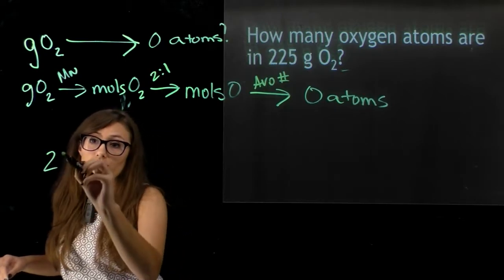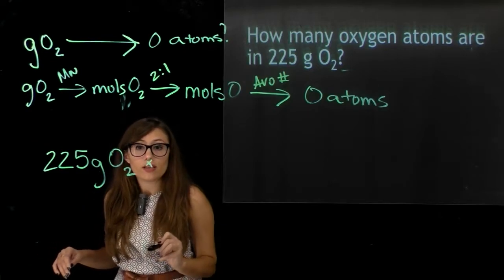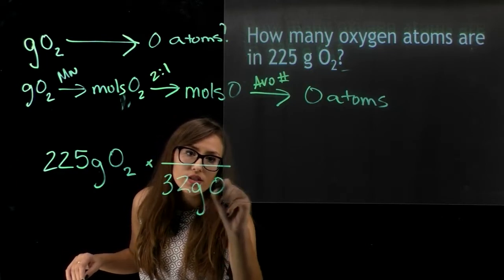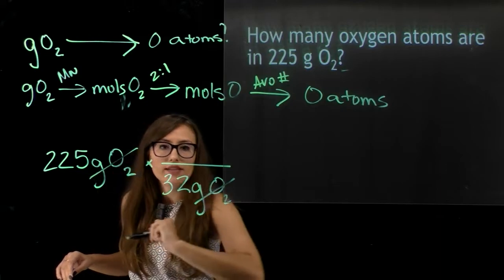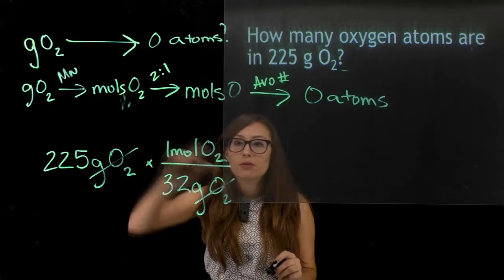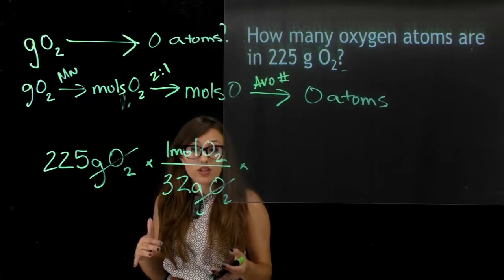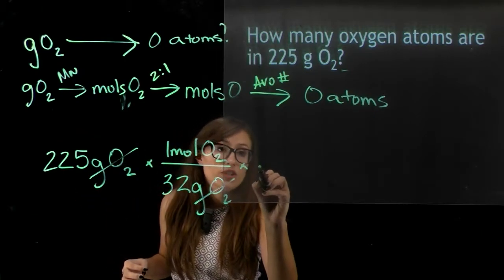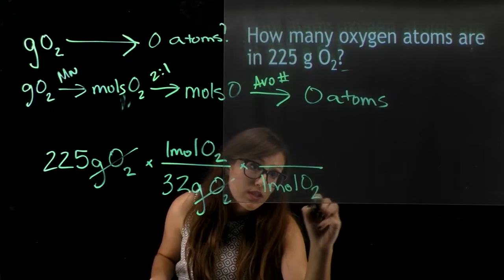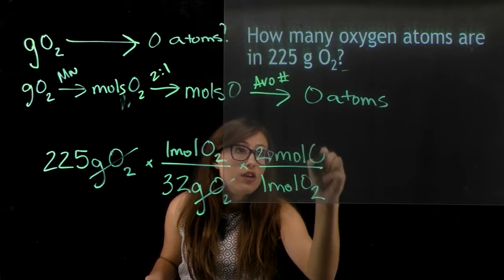So let's start off with 225 grams of diatomic oxygen multiplied by the molecular weight, which is 32 grams of oxygen per 1 mole. So grams and grams of oxygen cancel out, and we have 1 mole of oxygen on top. Because remember, for molecular weight, it's grams per mole. Now we need to convert from moles of diatomic oxygen to moles of oxygen. We know for every 1 molecule of oxygen, there's 2 moles of oxygen.